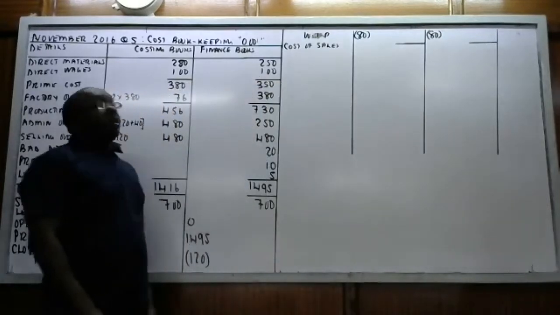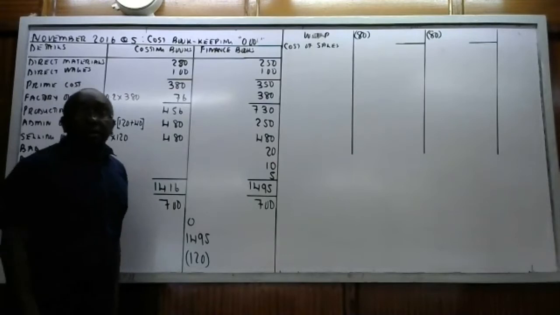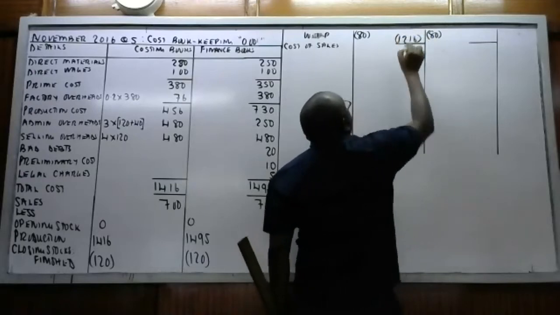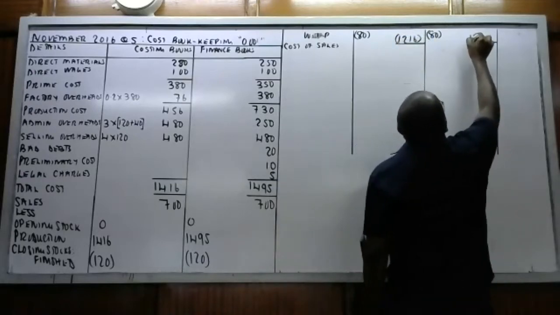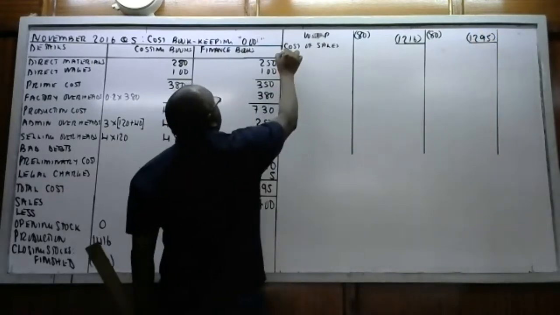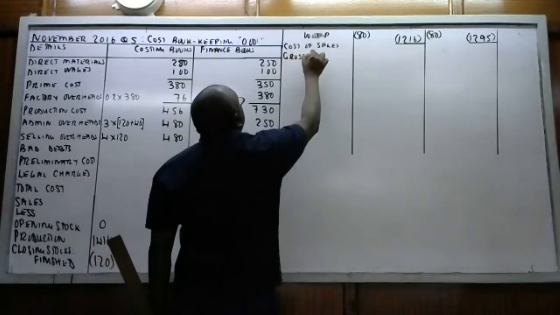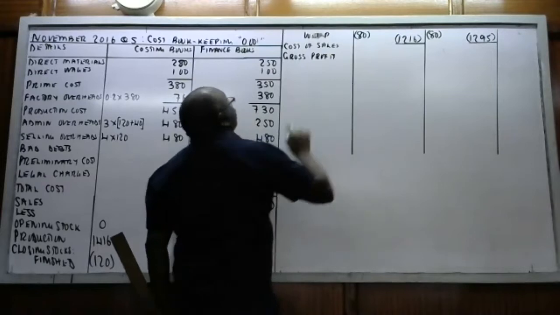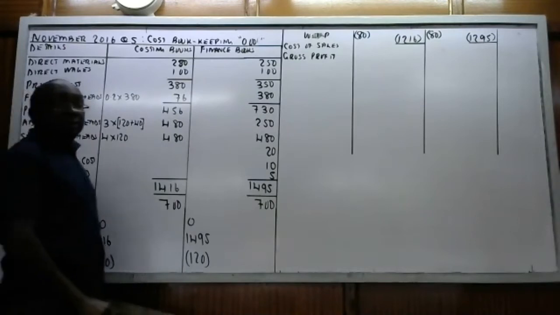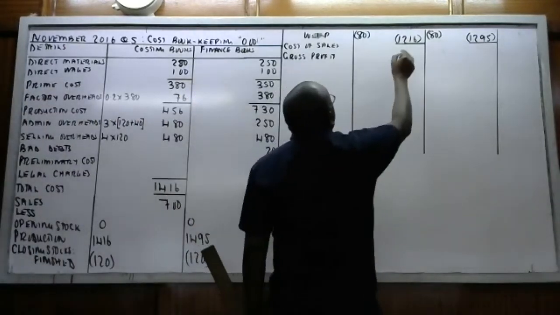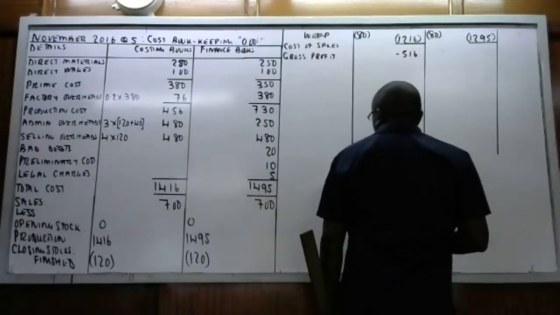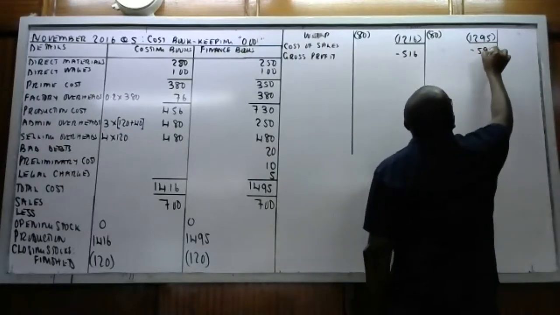For the first one, 1216. 1295. So now bring the gross profits. 700 less 1216, you get minus 516, minus 595.